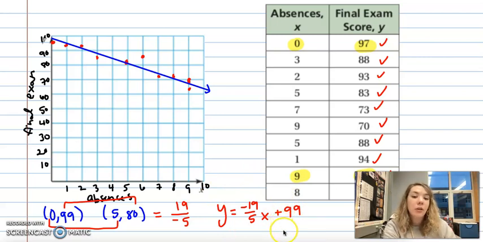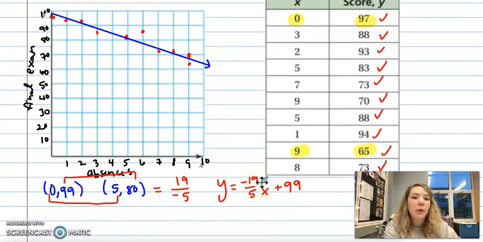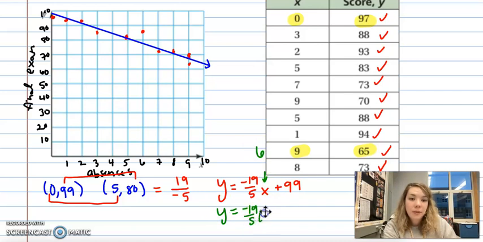And then we could use this equation to make predictions. Like if they wanted to know, let's say, what would a score be of a student with 6 absences? Because 6 isn't one of our data points here, I could replace x with 6 and solve for what that would be. So let's go ahead and do that. So 19/5 times 6 plus 99.